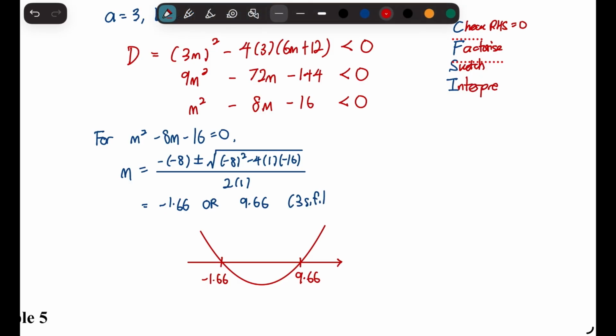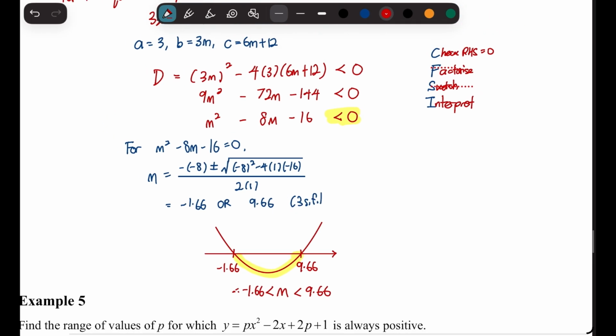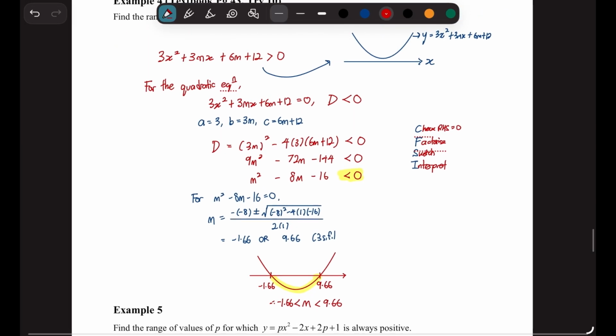Interpret this based on the inequality here. Less than 0 means below the x-axis over here. Therefore, the final answer to this inequality is that n must be between negative 1.66 and 9.66. And we are done with example number 4.